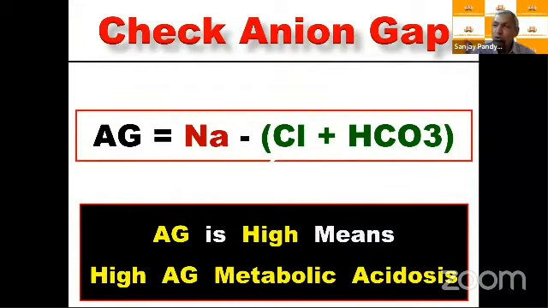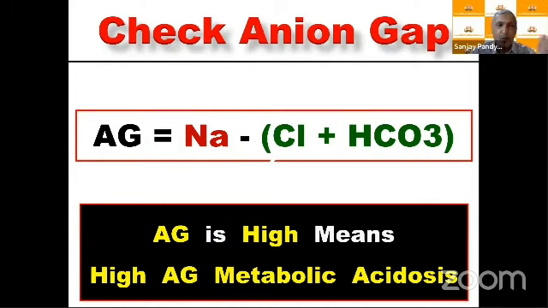Because if you want to have the CID skill, anion gap is sodium minus the total of chloride plus bicarbonate. So if we have sodium and chloride, that means if we have electrolytes, then only we can calculate the anion gap, then only we can have the CID skill, and therefore always go for serum electrolytes simultaneously. If anion gap is high, that means we have high anion gap metabolic acidosis.